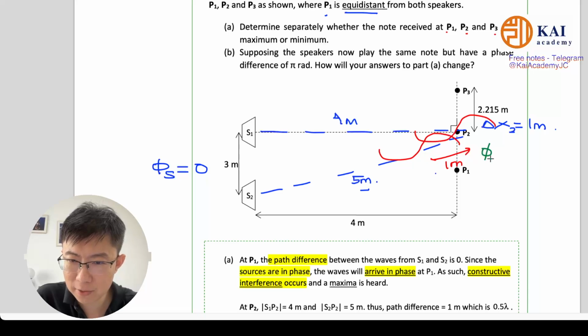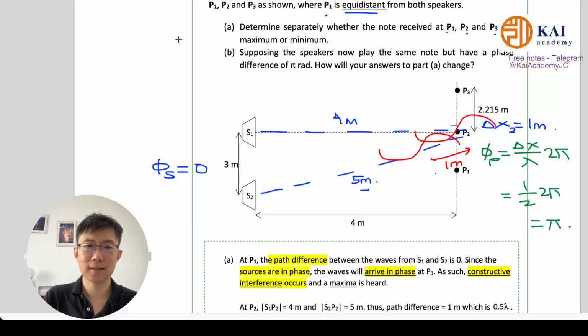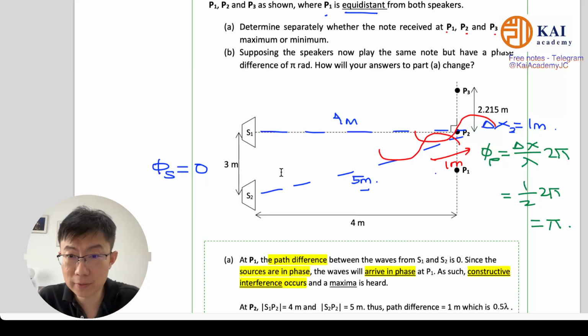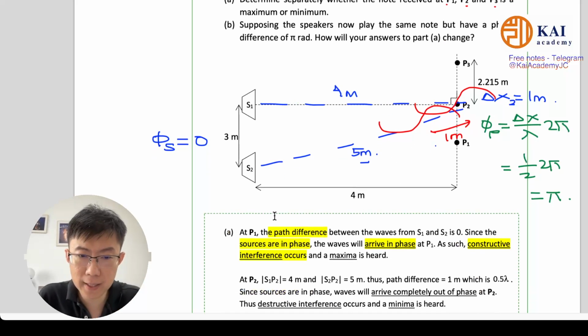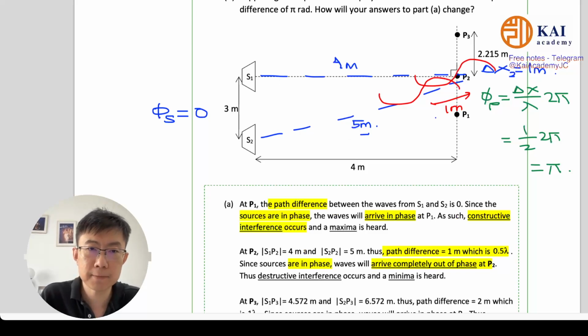Phase difference due to the path is delta x over lambda times 2 pi. So that will be 1 over 2 meters times 2 pi. This is pi phase difference on arrival. Same thing for the explanation: we talk about the path difference, which is half a wavelength. The sources are in phase, so they will now arrive completely out of phase. Destructive interference occurs.